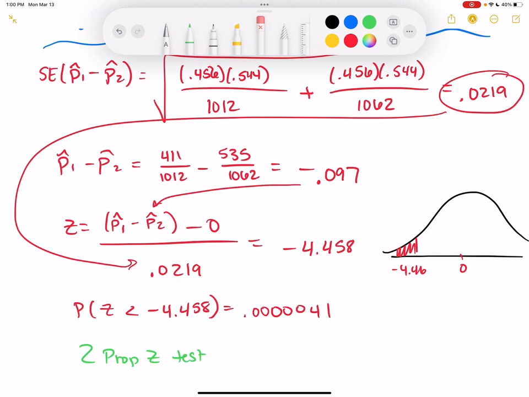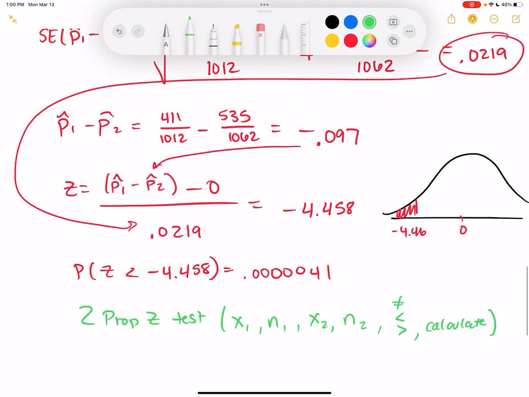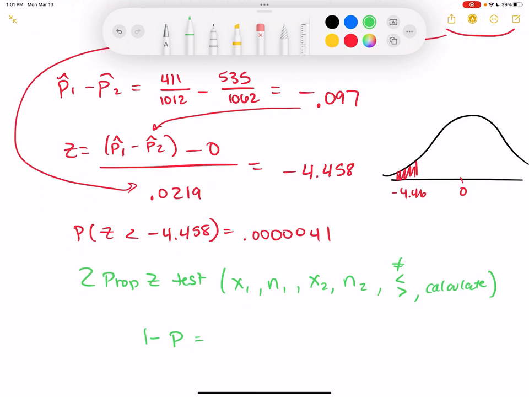Okay, yeah. So we would use the 2 prop z test, and it'll ask you for x1, n1, x2, n2, and then it asks you if it's not equal to, less than, or greater than, and then it'll say calculate. And for this one, because we're looking at the left side, you need to do 1 minus the p-value that you're given to actually get the number that we're looking for here, because it was like 0.999995 something. So you have to just do 1 minus to get it in this case.